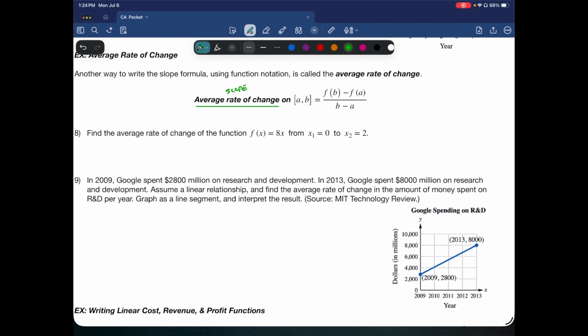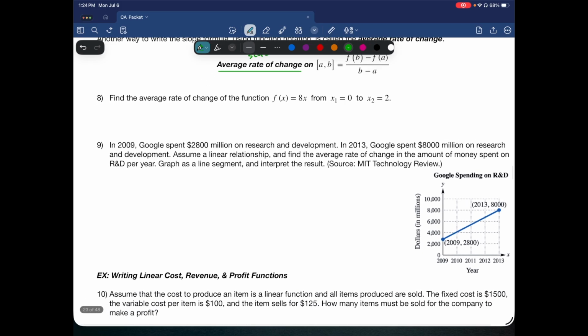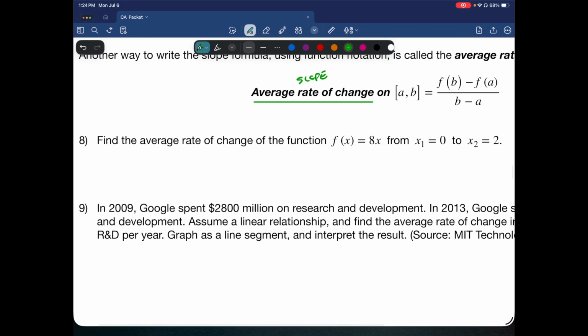Okay, so how this usually works is on number 8, it gives you a function and 2 x's. So I need to find the y's for those x's. So f of 0 is, and then f of 2. All right, so that's going to be 8 times 0, which is 0. 8 times 2, which is 16. And now that I have the x and y's for both points, now I can find slope.